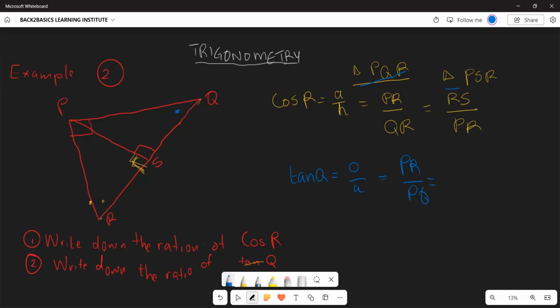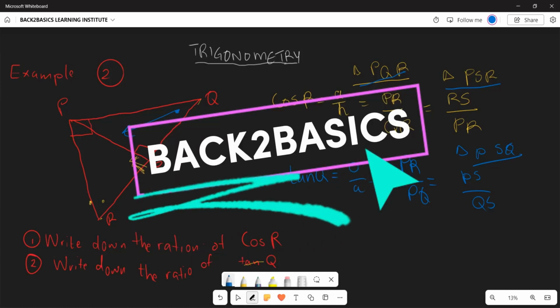However, if we look at this one, in this case you are no longer going to look at this triangle. You're going to look at triangle PSQ. In triangle PSQ, the side that is opposite is PS, since this is your 90 degrees, and the side that is adjacent is going to be your QS. So this is as far as some of the basic fundamentals of trigonometry that you need to know in order for us to continue with this.